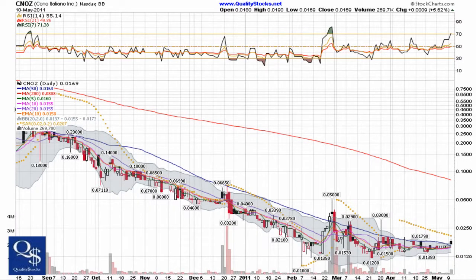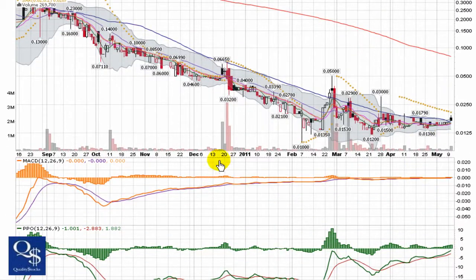Today is Wednesday, May 11th, 2011, and today we're going to take a look at Italiano. It's a NASDAQ bulletin board company trading under the ticker CNOZ. See right off, this is a bottom play chart we're looking at. It formed a nice base through here. A gap up yesterday didn't hold, but it gapped over the 50-day moving average, which has been a strong source of resistance for us. We want to take a look at this chart and see what it's telling us.